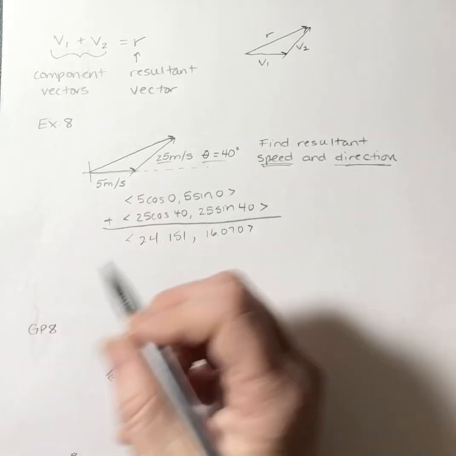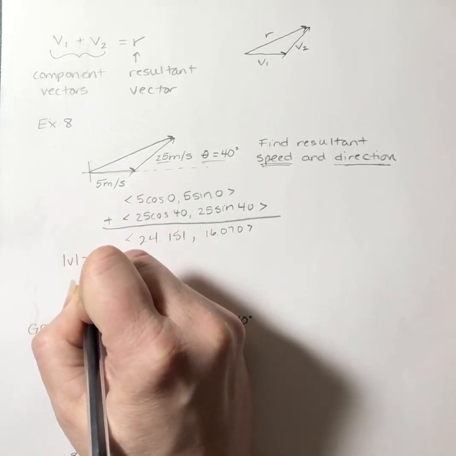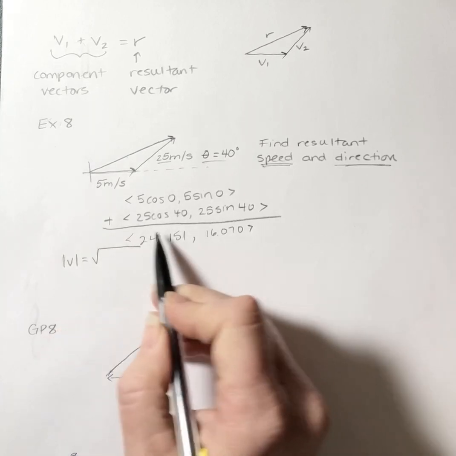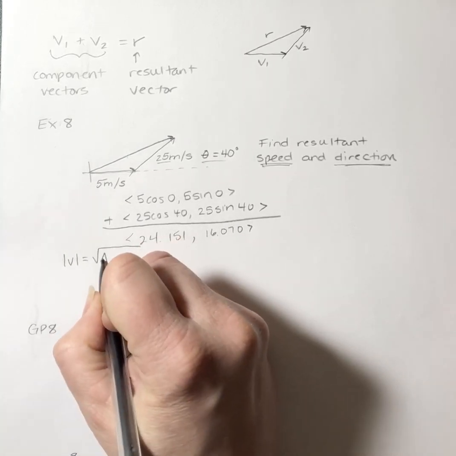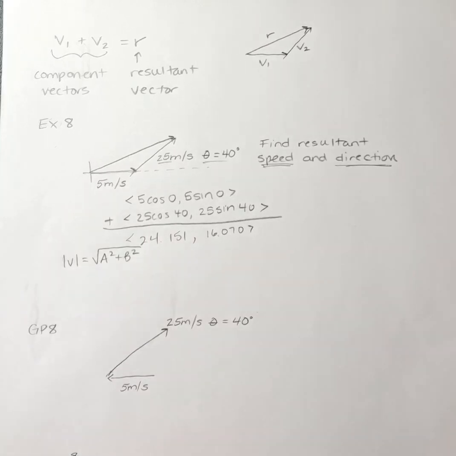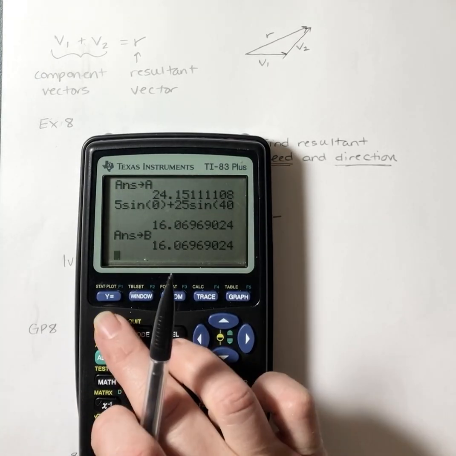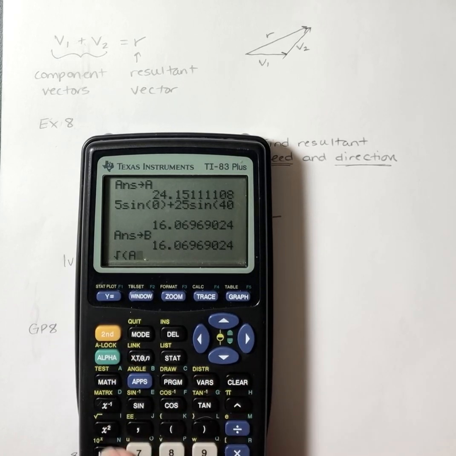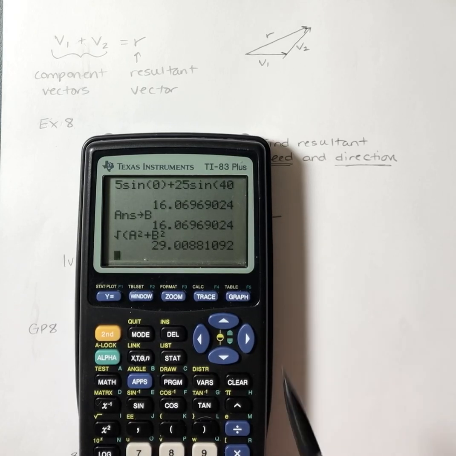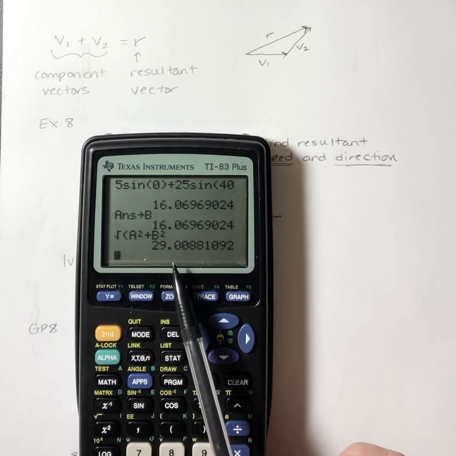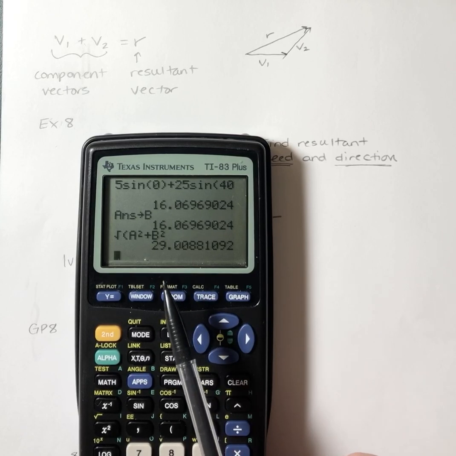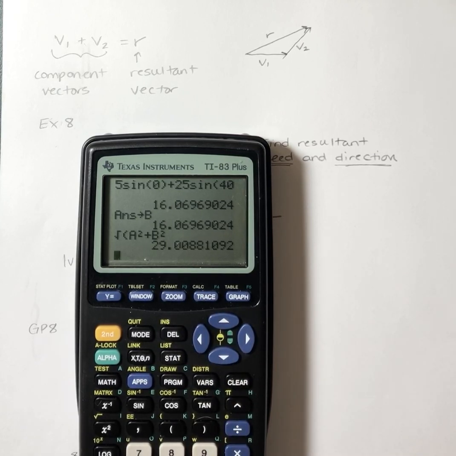So my magnitude, if you remember, because this is in component form, is the square root of a squared plus b squared, okay? And so I have the a and the b on my calculator, and so I can type in the square root of a squared plus b squared. And so the pass of the football was thrown at 29.0 meters per second.